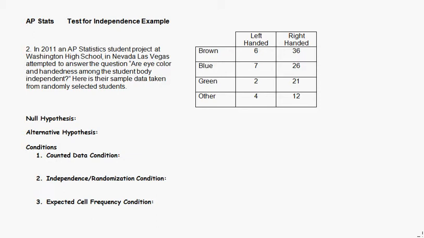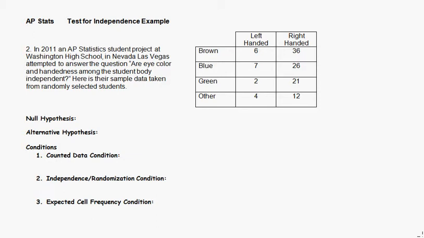So anyway, we have some students that did a study, and they were looking at eye color, and they were looking at what hand your dominant hand is. Is it left or right-handed? And they want to see if there's a relationship between the two.